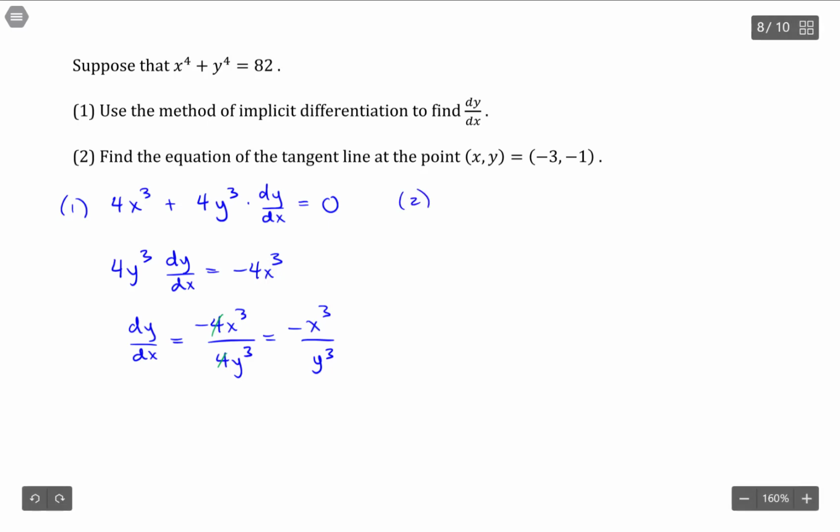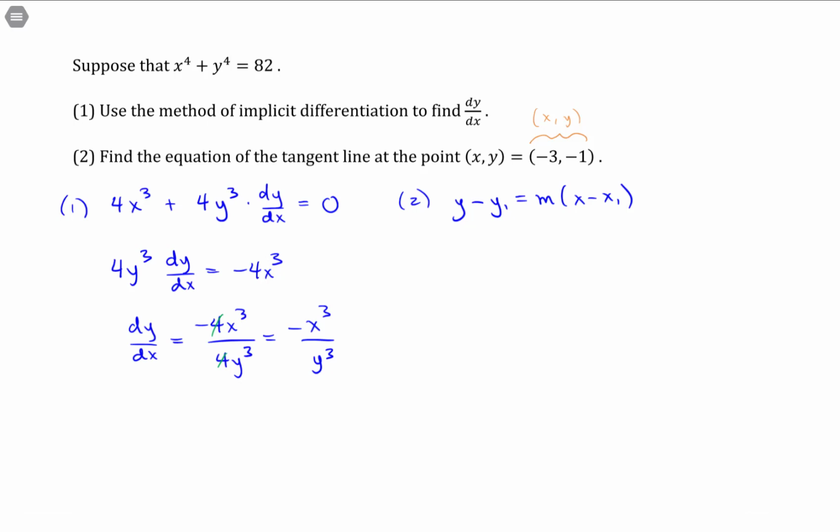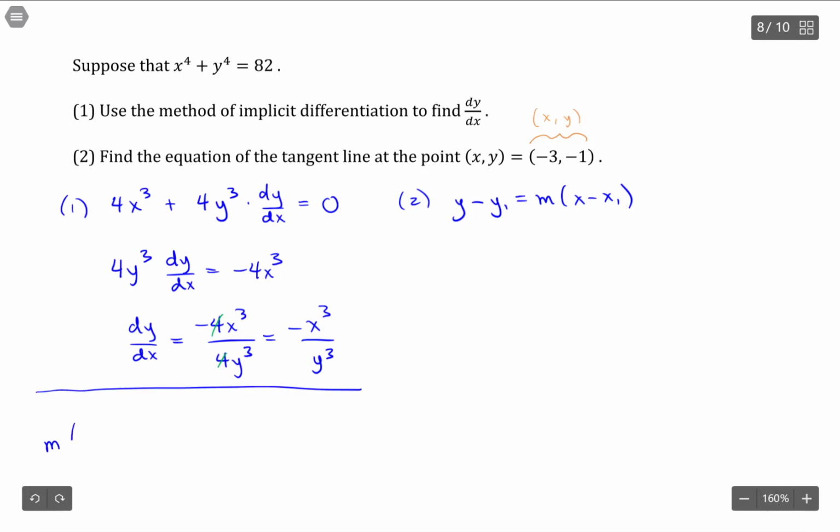Now, the next part. It says to find the equation of the tangent line at the point (x, y) = (-3, -1). Well, anytime we want to find the equation of a line, we're going to use the line equation y minus y1 equals m times x minus x1. Now, we already have an x and a y value to plug in because we were told this point is on our curve, so I've got the y1 and the x1. But I need m, I need that slope. And the slope is going to come from evaluating the derivative at that particular point.